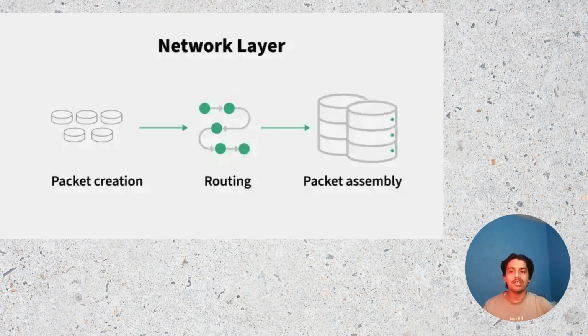This diagram shows the network layer. It is responsible for routing data from one device to another across different networks. It uses IP addresses and determines the best path for data transmission.